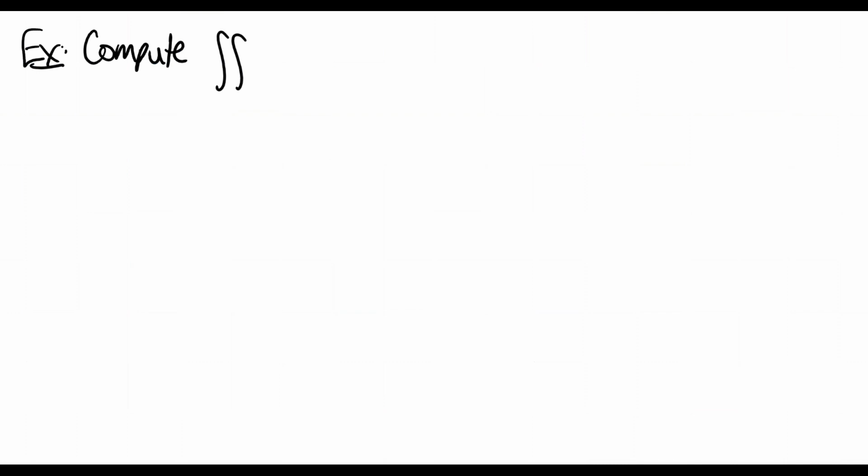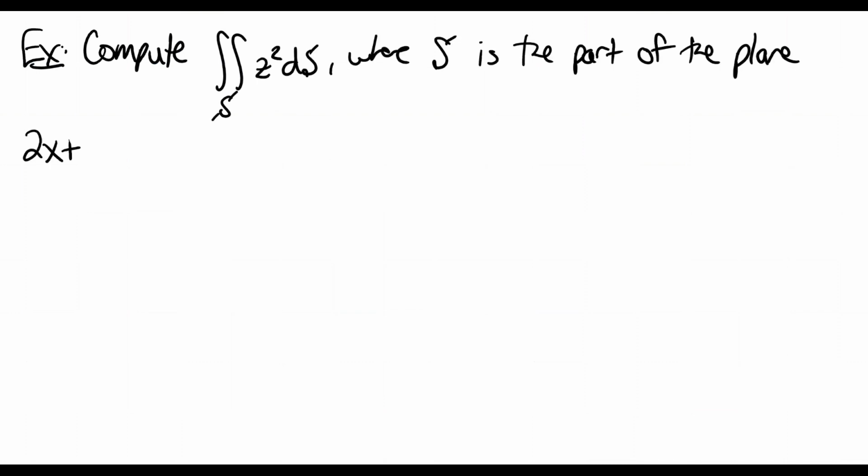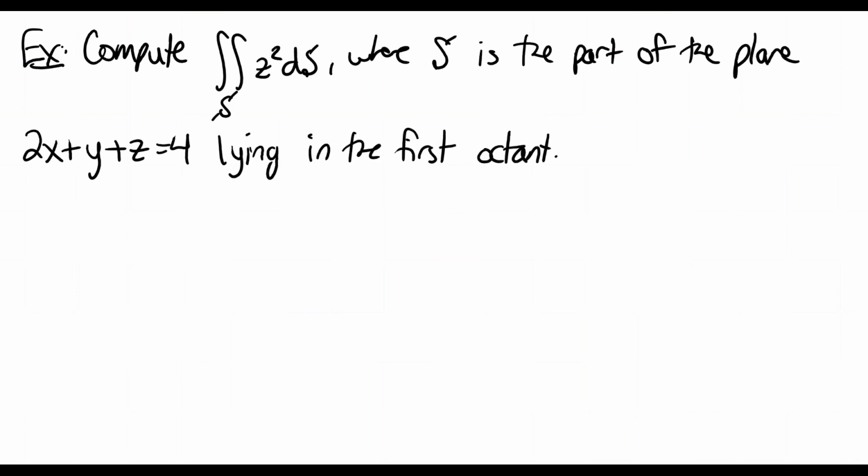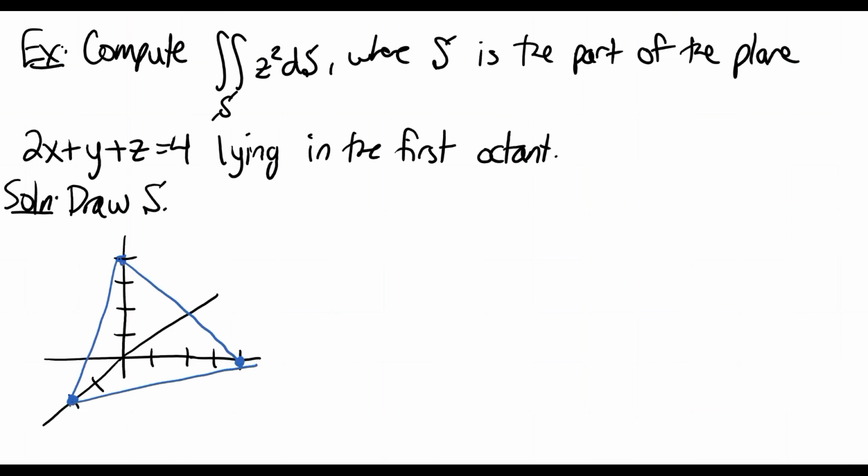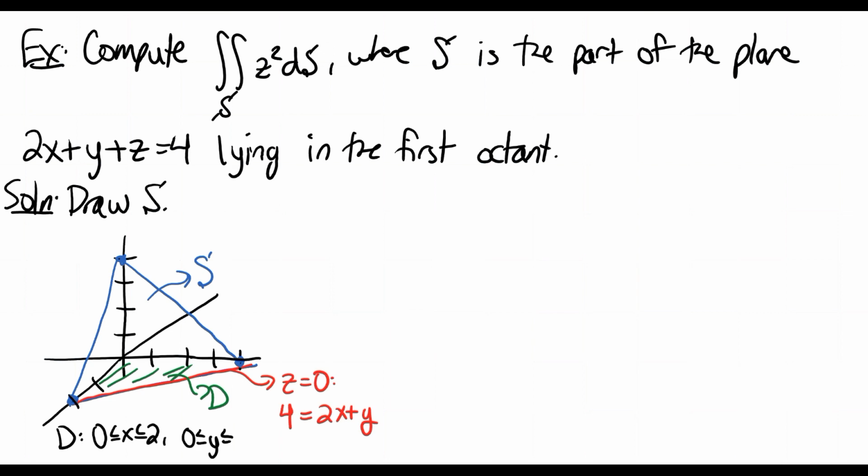Let's do an example. Let's compute the surface integral of z squared over S, where S is the part of the plane 2x plus y plus z equals 4 lying in the first octant. To start, let's first draw a picture of S to help us identify the bounds. The domain we're going to integrate over is the triangle D in the xy plane. This side is where z equals 0 in the plane equation, so 2x plus y equals 4. The domain D can be described as y between 0 and 4 minus 2x, and x between 0 and 2.